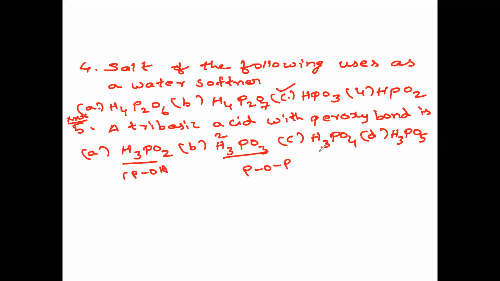H3PO4 is tribasic, but it has no POP bonds, whereas H3PO5 has POP bonds. So the answer is D, it is tribasic also. So they're asking for a tribasic acid with peroxy bond, so the answer is the fourth option. This type of question, as I told you, can ask either basicity or structure. This is nothing but a structure-based question. Next question.